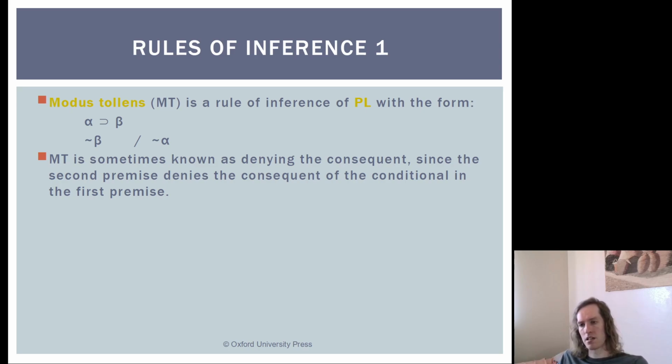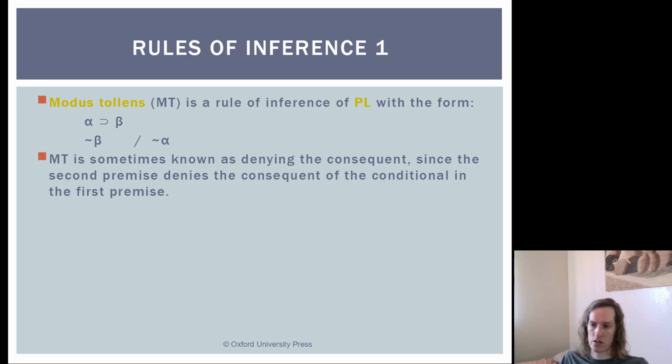And this is because, well, we know that if there was an alpha, then there must be a beta, because the relation is saying if alpha, then beta. And we know there's no beta, which means there cannot be an alpha, because if there was an alpha, according to the first premise, then there would be a beta. So because there's no beta, we can conclude no alpha.